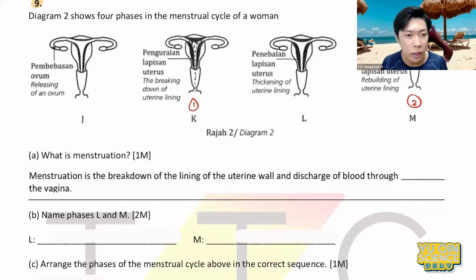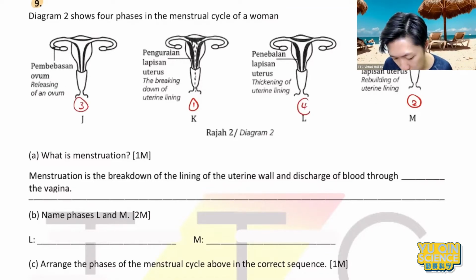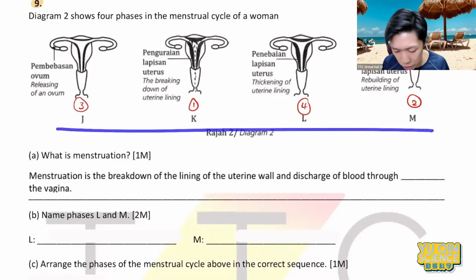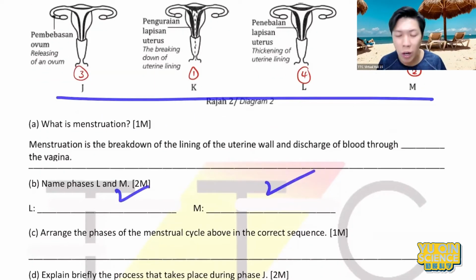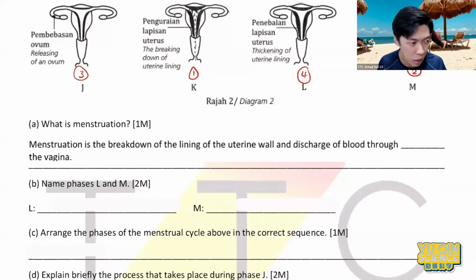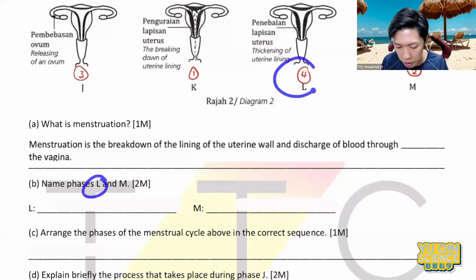Okay, then the third one has to be fertile phase. Fertile phase is where ovum is released, quite obvious. And the fourth one is the thickest wall, and the cycle repeats again. Okay, so now we have the sequence, so then it's easier and more accurate to write down the answer. Okay, what is L? L is the fourth one.